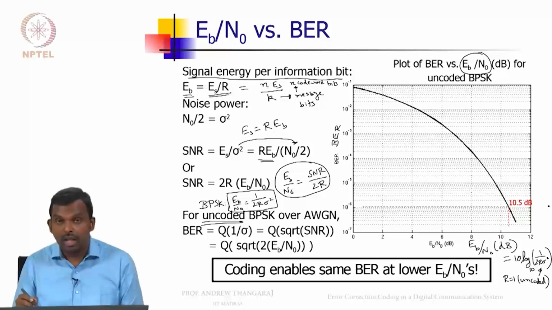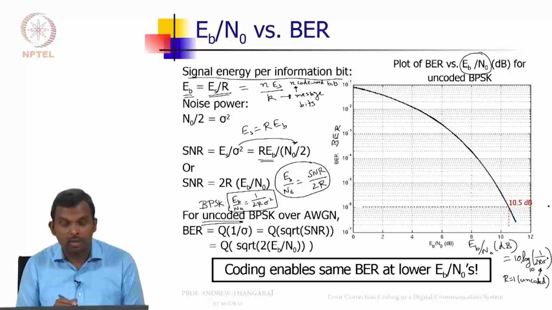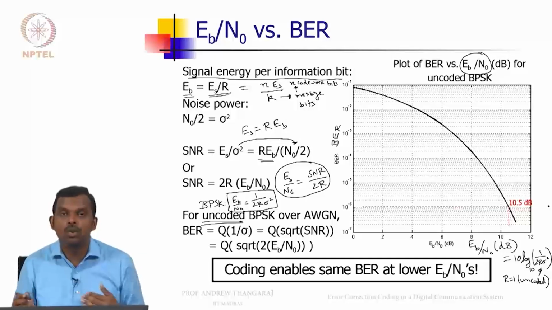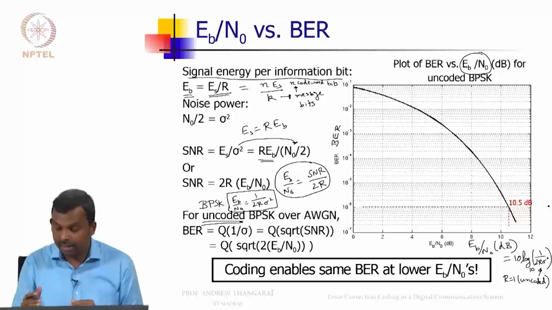For the uncoded case, we know what BER is with Eb over N naught. It is Q of 1 by sigma, and that will convert to Q of square root of 2 Eb over N naught, and you can make this plot. I will urge all of you to write a small piece of MATLAB or Python or any code you like and generate this graph.